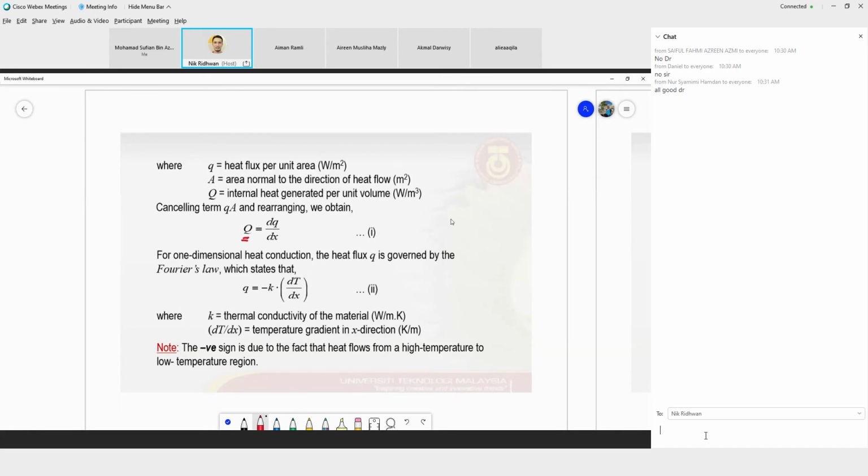So if we can imagine now, the amount of internal heat generated per unit volume is just equal to the gradient of the heat flux per unit area divided by the length of the distance. Okay, the small distance that we consider.